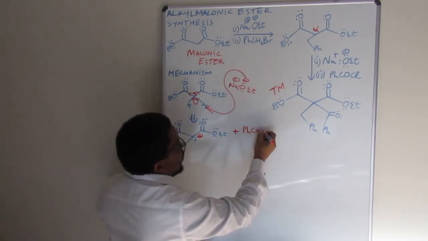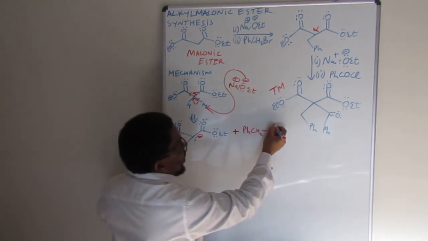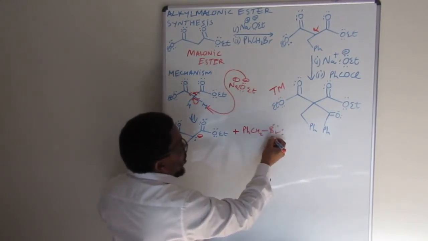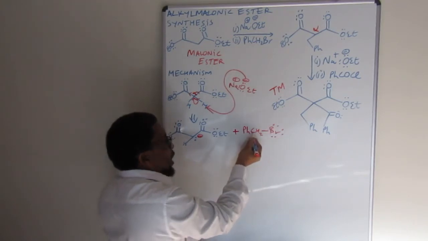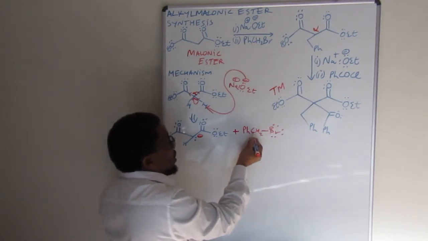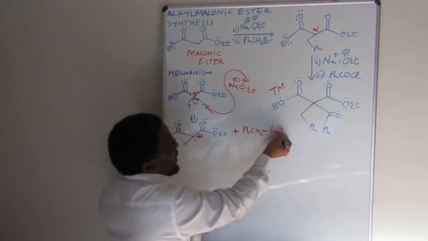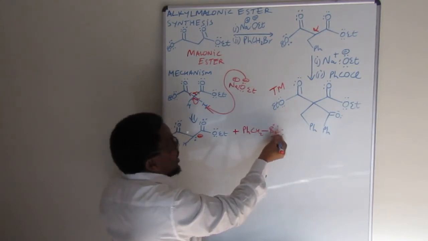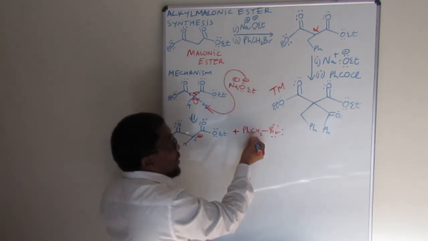PhCH2 bonded to bromine. Bromine is more electronegative than your carbon atom, then it will assume a delta negative charge, and this carbon atom will assume a delta positive charge.